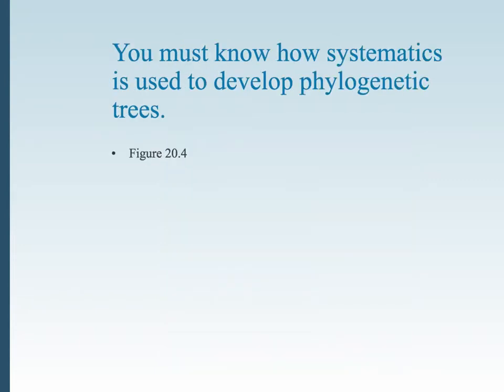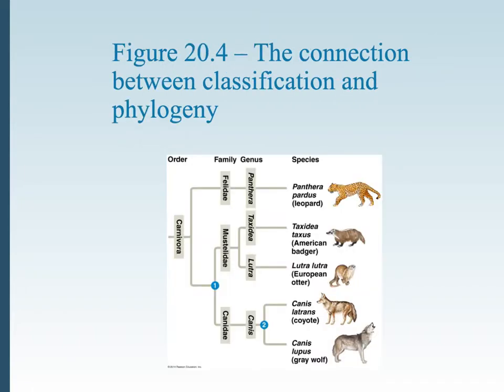You need to know how systematics is used to develop phylogenetic trees. So to take that diagram, the kingdom, phylum, class, order, family, genus, species, we're going to just look at a subset of it. Here we have order, family, genus, and species, and it's just saying that within this order we have multiple families, and in fact there's way more than just the ones we have here. Then within this family we would have different genera, which is the plural of genus, and then within that genus, we would expect there to be multiple species.